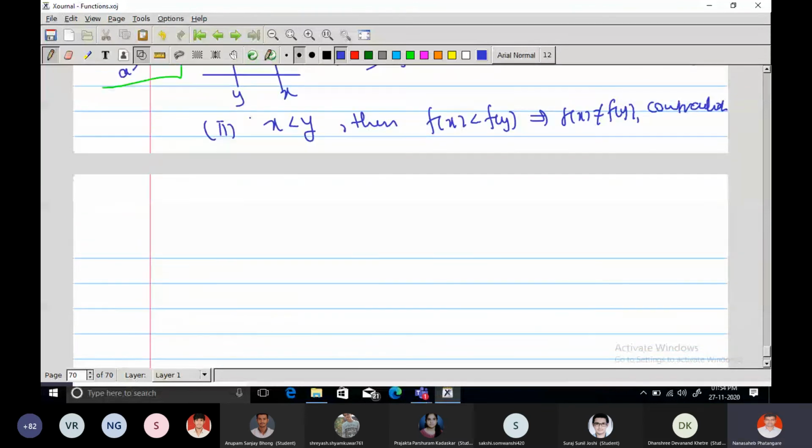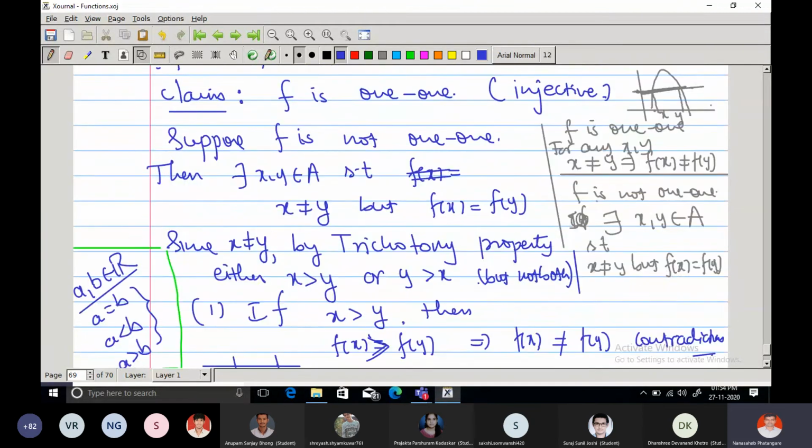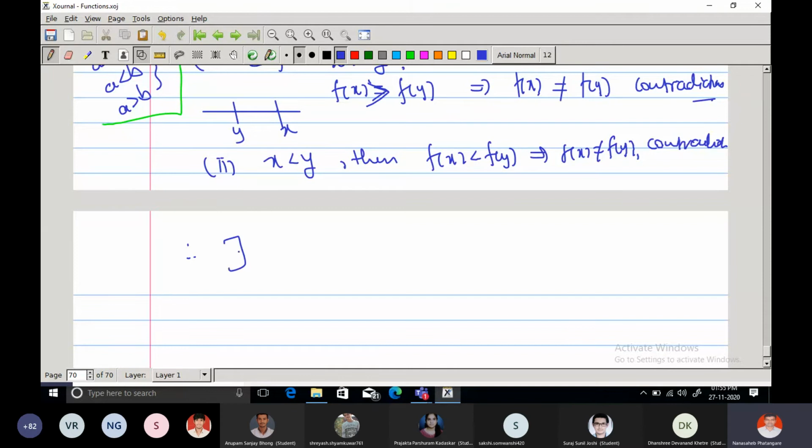What is the conclusion? See, our assumption is wrong. If the function is strictly increasing, then it is 1-1, because such a pair will not exist. Which pair? Points are distinct, but values are same. Such a pair does not exist. There is no pair x, y in the domain such that they are unequal but values are same.